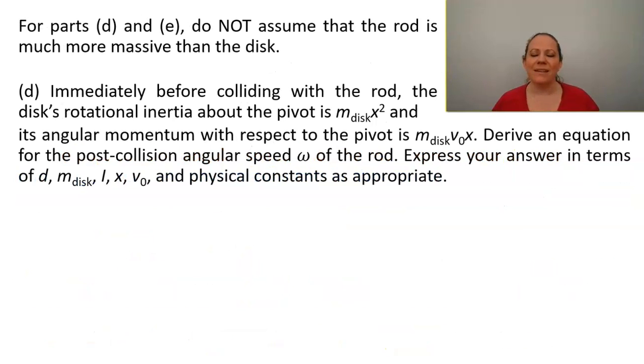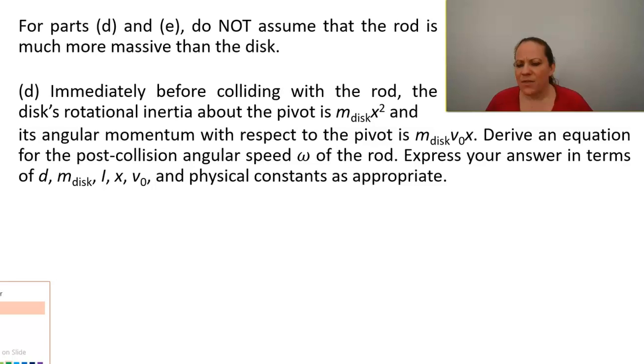For parts D and E, do not assume that the rod is much more massive than the disk. Part D. Immediately before colliding with the rod, the disk's rotational inertia about the pivot is m disk x squared, and its angular momentum with respect to the pivot is m disk v naught x. Derive an equation for the post-collision angular speed omega of the rod. Express your answer in terms of d, m disk, I, x, v naught, and physical constants as appropriate.